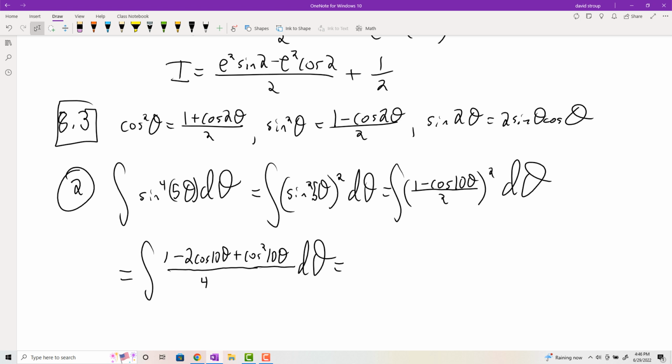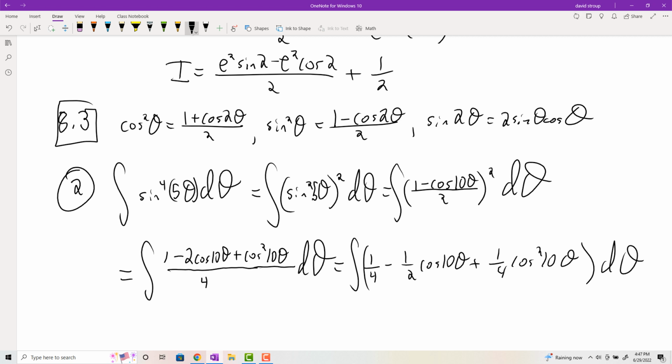Okay. I'm going to break that fraction up. So I'll have 1/4 minus 1/2 cosine 10 theta plus 1/4 cosine squared 10 theta. Yeah, that's right. And then all of this in parentheses, d theta. Then I want to apply the power reduction on this last term.